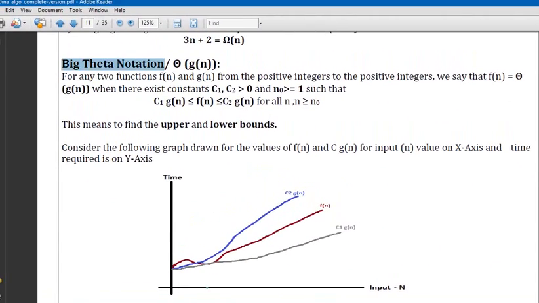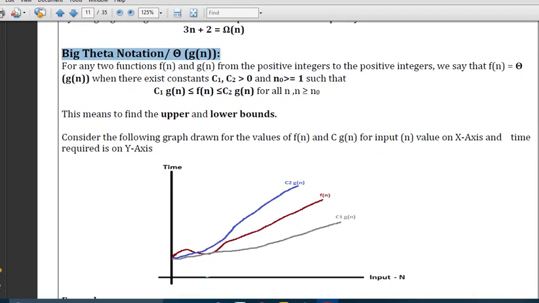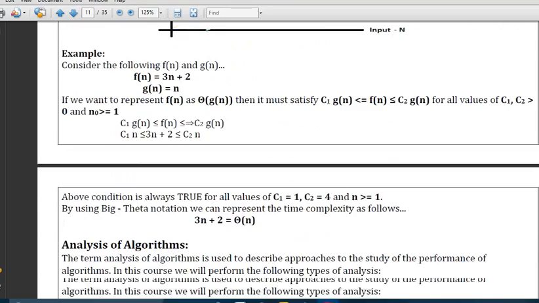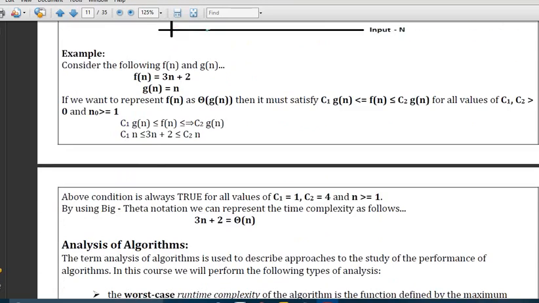Now the big theta notation. Here we have some description and the diagram of big theta notation. Here we have the example.